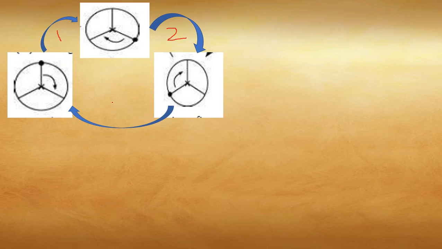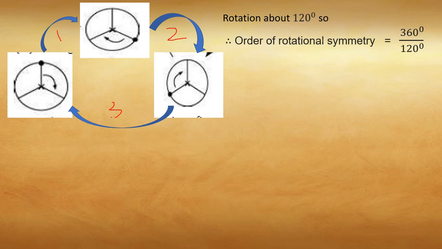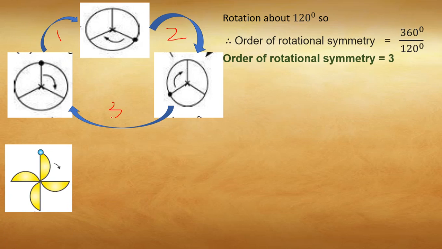So here we can say for this circle, the angle of rotation is 120 degrees and the order of rotation is 3. Rotating about this 120-degree angle, we get 360 divided by 120 is 3. So for this circle which is divided into 3 parts, the order of rotational symmetry is 3. Next figure, consider it.